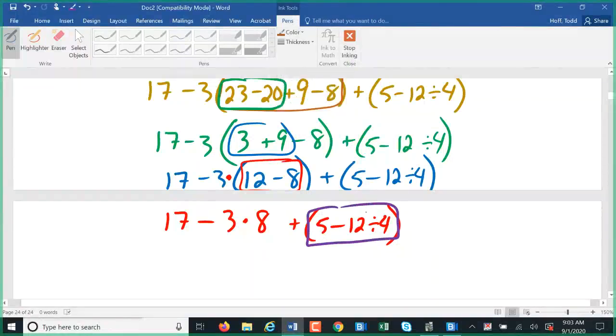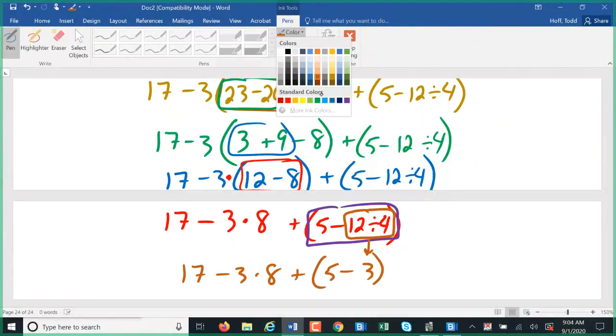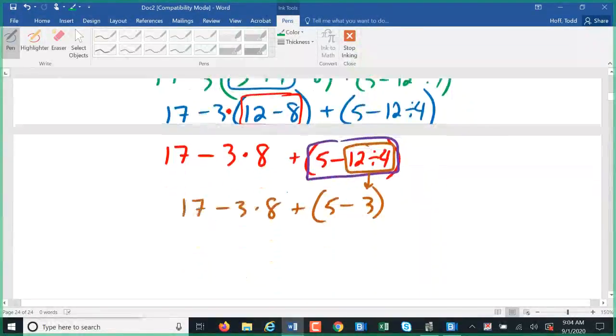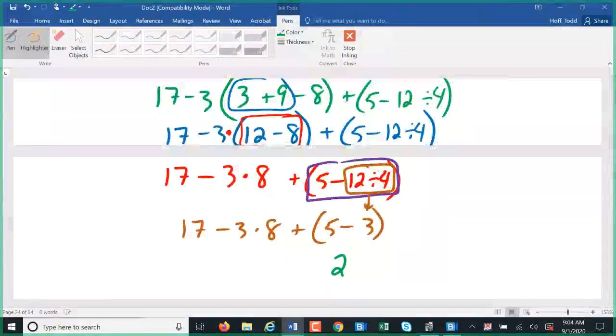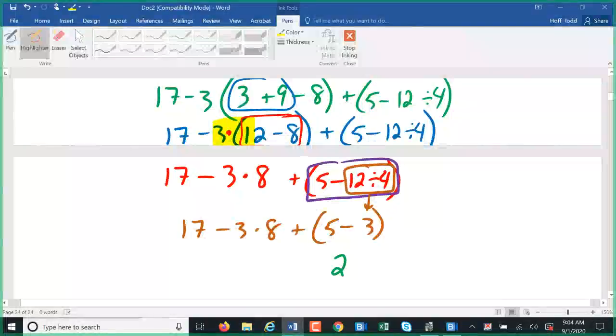Inside there, the first thing we have to do is the 12 divided by 4, which is 3. Now we're down to 5 minus 3 in that parentheses. 5 minus 3 is 2, so we're down to a single number. I'm going to take out the parentheses. However, this time the parentheses does not stand for multiplication. Up here, we had to put in the multiplication because the 3 was outside the parentheses with no operation between it. Here we have addition.